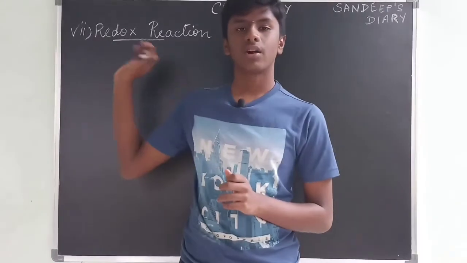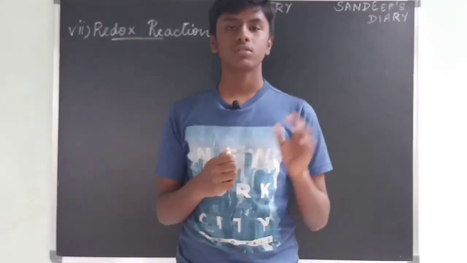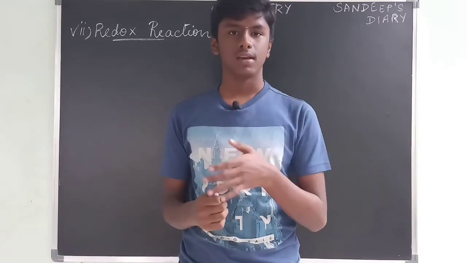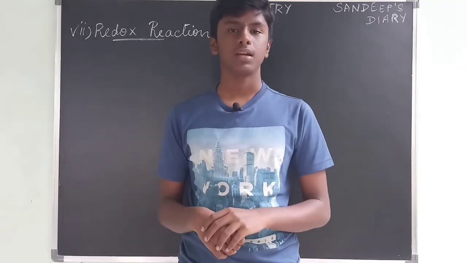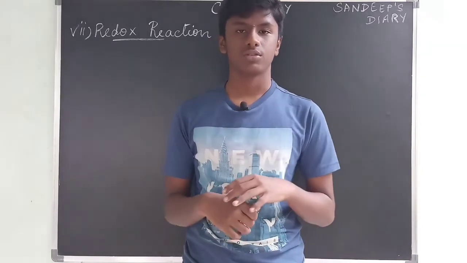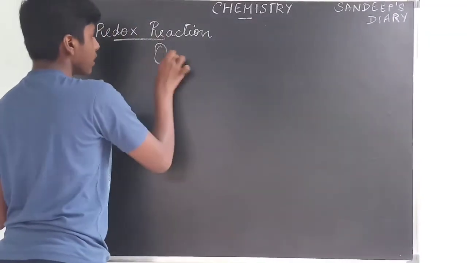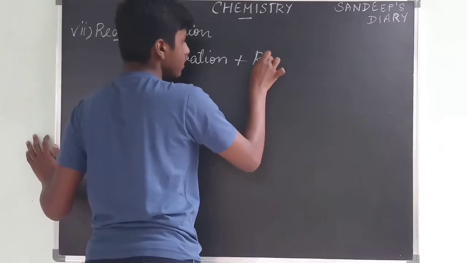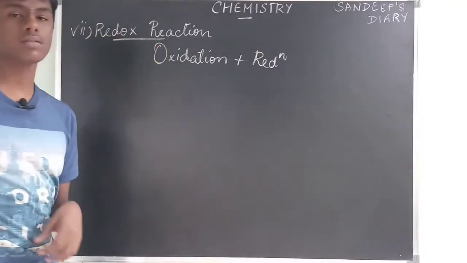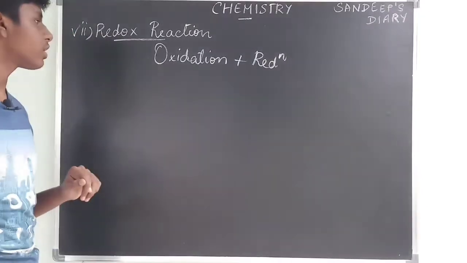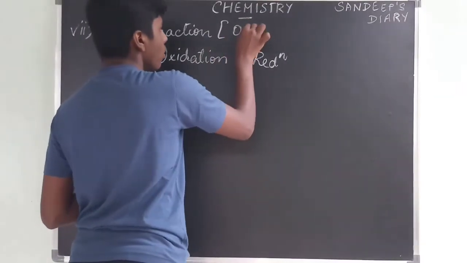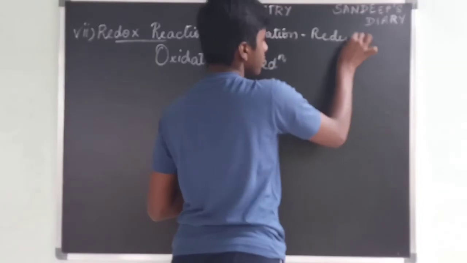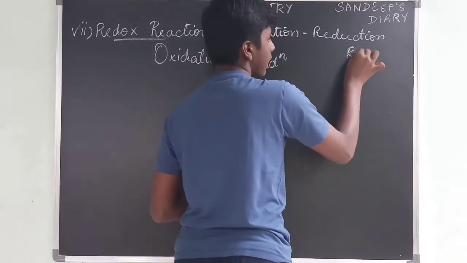The next is redox reaction. The reaction in which oxidation and reduction take place simultaneously is known as redox reaction. A redox reaction has another name, oxidation reduction reaction. So what is redox reaction? Oxidation plus reduction in the same chemical equation, happening simultaneously, is known as redox reaction. It has another name, that is oxidation reduction reaction.